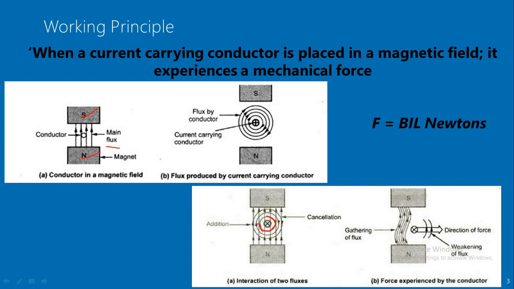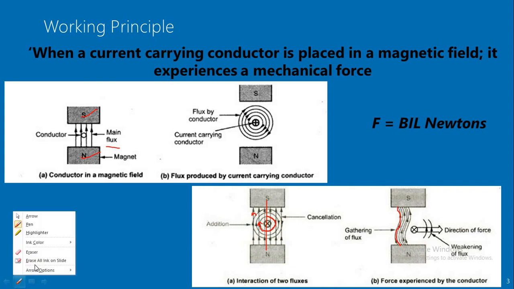So now there are two fluxes. One is the flux produced by the armature, which is in a clockwise direction, and the other is the flux produced by the field winding, which travels from north pole to south pole. There are two halves by using this conductor. On your left side, the direction of flux produced by the armature, the rotor, is the same as the direction of flux produced by the field winding. So there will be addition of flux, a gathering of flux on the left side.